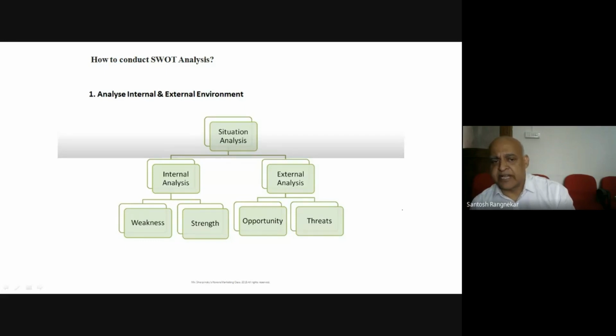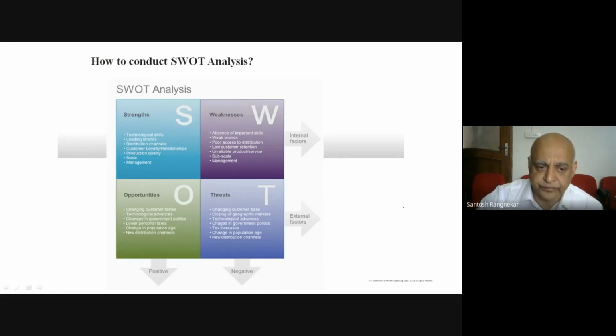Now here we start about the SWOT analysis. Analysis starts with the situation analysis, internal analysis, and external analysis. Internal analysis will be strengths and weaknesses. External will give the opportunities and threats. Now here we see the strengths of the organizations: technological skills, leading brands, distribution channels, customer loyalty, production skill, management. These are certain examples. We can make this list on the basis of the nature of our organization, and therefore this is not a standard list.